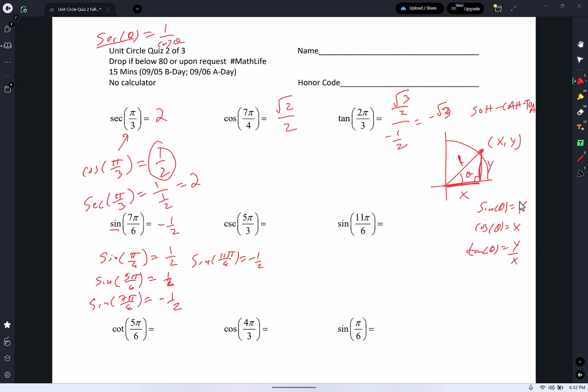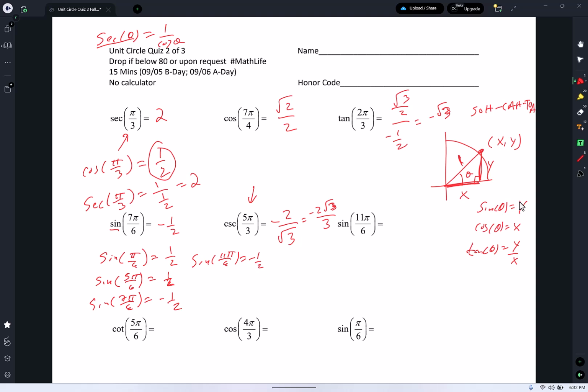So 5 pi over 3. Let's see. Double the denominator, 3, 6, subtract 1. So that's quadrant 4. Cosecant is a reciprocal of sine. So sine of 5 pi over 3 is a negative square root of 3 over 2. So this is going to be a negative 2 over square root of 3. Just flip it. Or you can also say negative 2 square root of 3 over 3. They're both the same if you rationalize it.